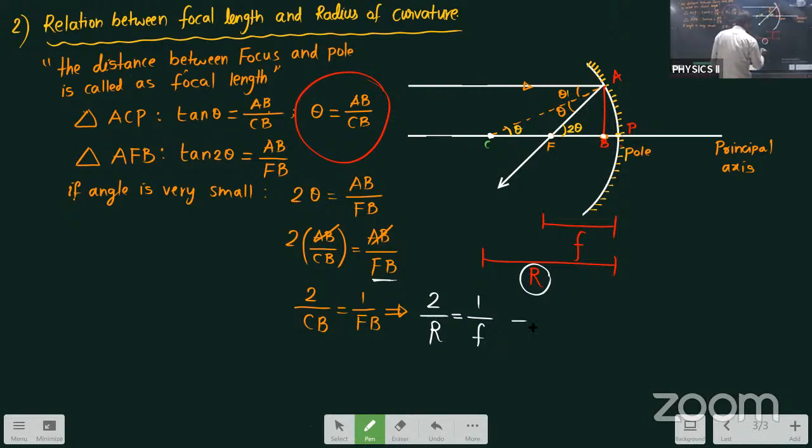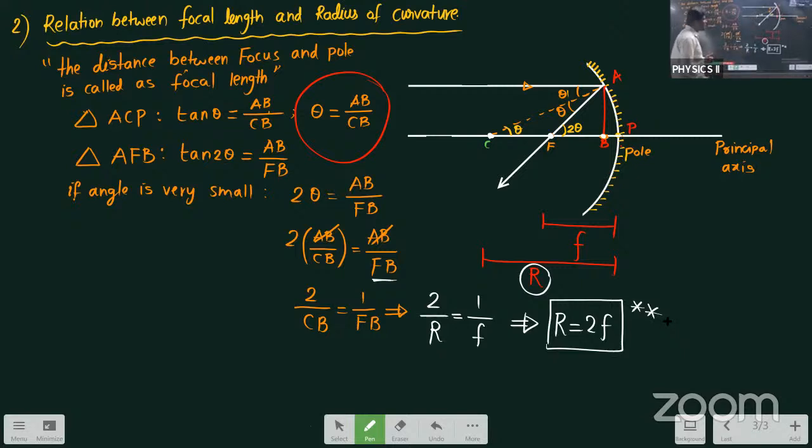So our final answer will be, the final relation for focal length and radius of curvature is given as R is equal to 2 into F. Radius of curvature, R is equal to 2 into F. So this is a very important question for your annual examination, supplementary examination as well. I hope you understood this topic.